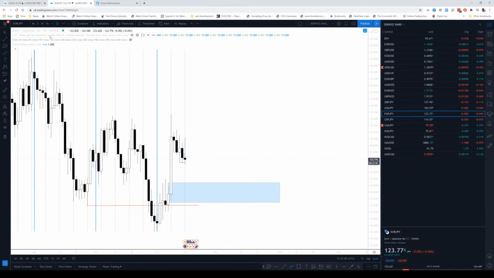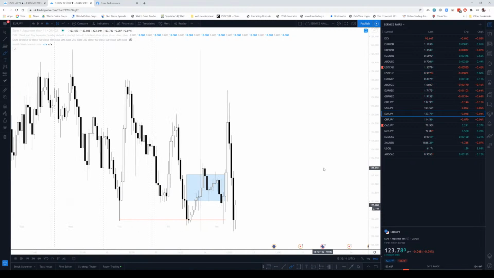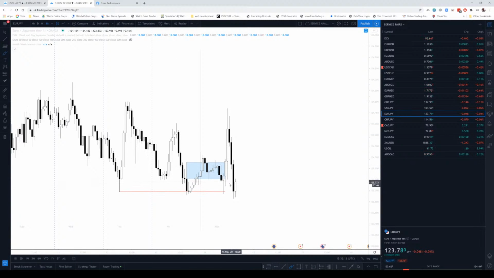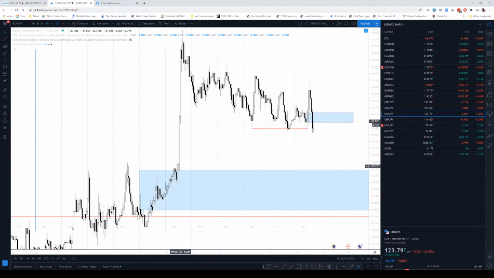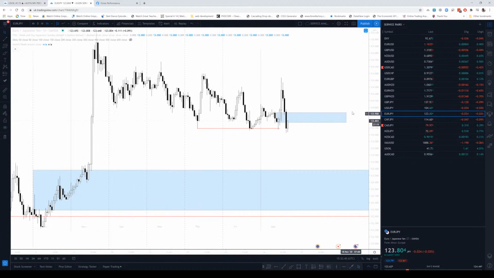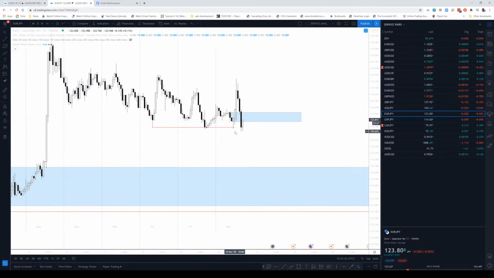So you can sell breakers again. I think this looks like a nice one. This one here. This looks like a nice breaker, right? And you want to continue going lower into this area, okay? And that is euro yen.